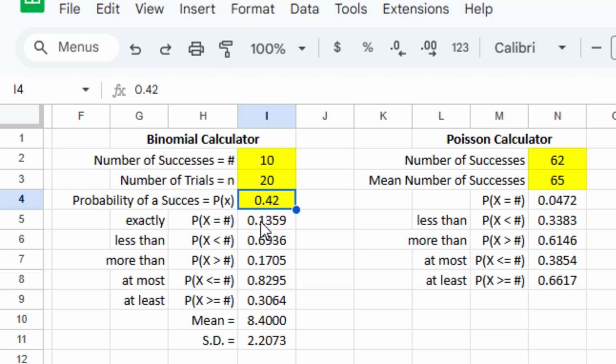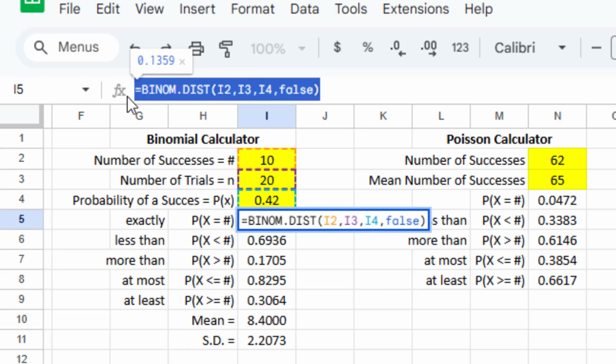Okay, how do we do these? It's very simple. We're just using the binom.dist function. Now, right now I'm showing you this in a Google Sheet, but it's identical in Excel. I'm just using the Google Sheet because it's easier to change when I'm recording things. In any case, the function itself is equals binom.dist for binomial distribution, open parentheses.